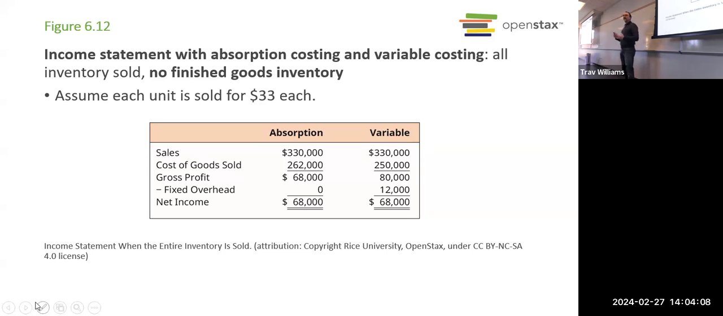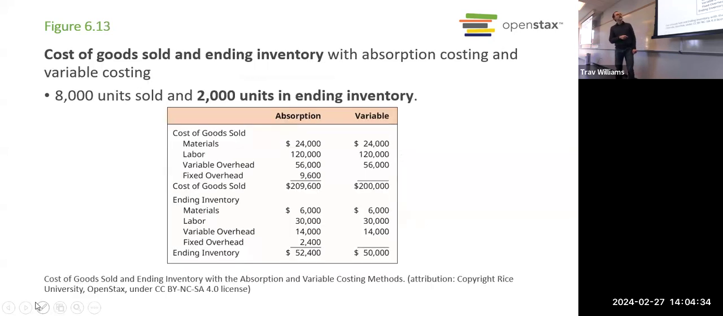If we are a manager that has no control over fixed costs, we like variable costing. It makes us look more profitable, right? But of course, we do have to account for those fixed costs. We just move them down here, and we do get the same net income in both of these cases. So far, pretty simple, right? Nothing too complicated. We're just moving our fixed costs. All right. Well, it does get a little more complicated.